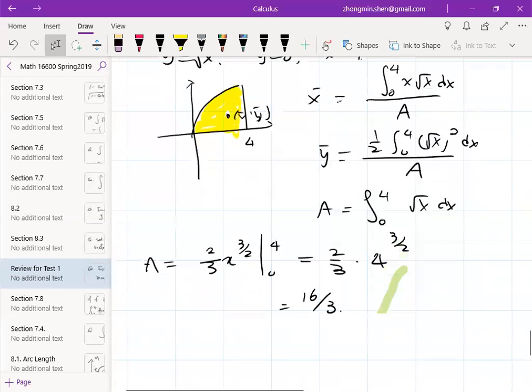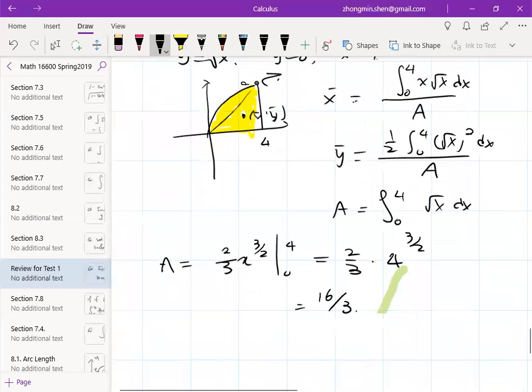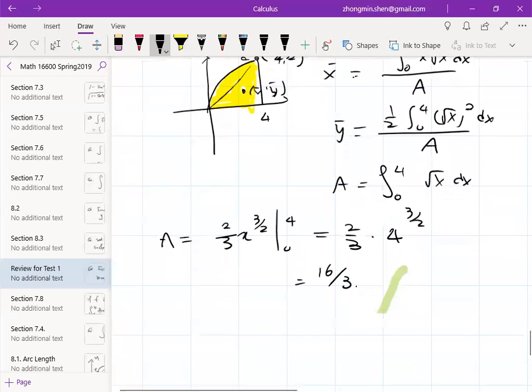The area should be larger than the area of the triangle. What do you think? For the triangle, the base is 4 and the height is 2, so the area of this triangle is 4 times 2 divided by 2, which is 4. But this number is larger than 5, so it's larger than 4. Yeah, okay, so double check that.